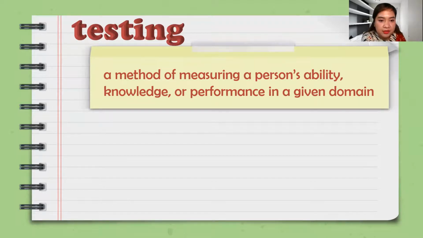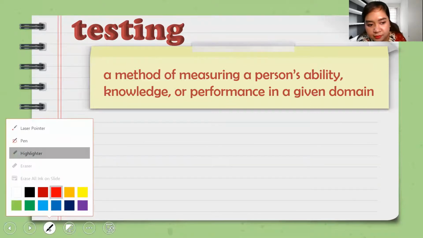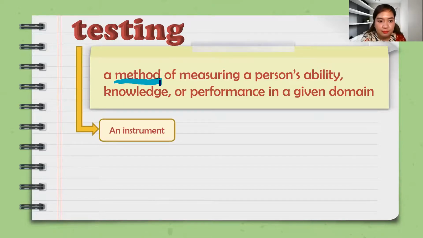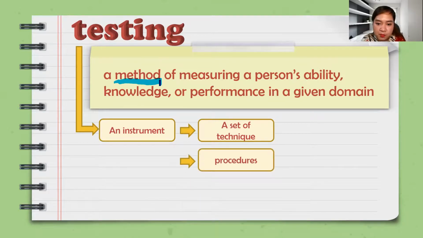So what is meant by method? What is actually meant by method? Method is an instrument or a set of techniques, procedures, or items. That's why testing is also in the form of an instrument. Testing is about a method. A method is an instrument, including a set of techniques and also procedures, and the other one is items.